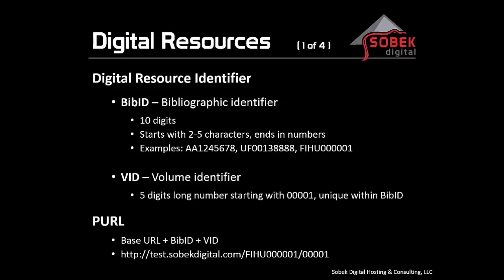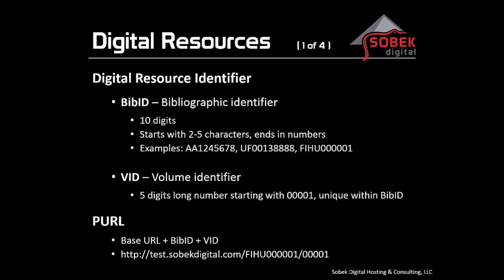So just what is a digital resource within SobekCM? One of the primary concepts within a digital resource for many people is a DOI, or Digital Object Identifier. Within SobekCM, that's divided up really into two different pieces. One is the BibID, which is the bibliographic identifier. That's 10 digits. It starts with 2 to 5 characters. It ends in numbers. There's some examples for you.